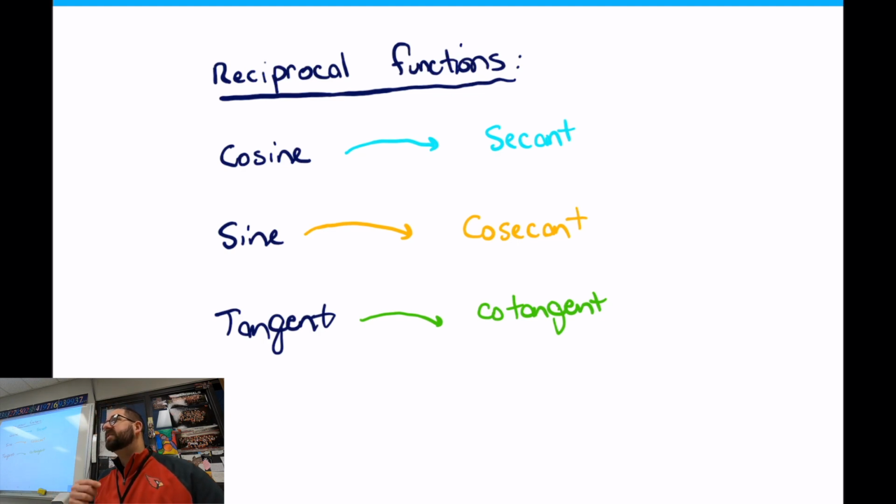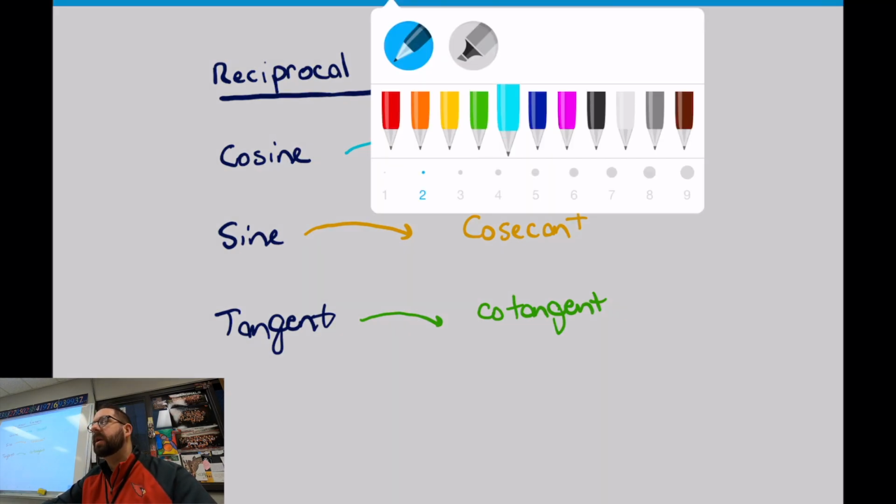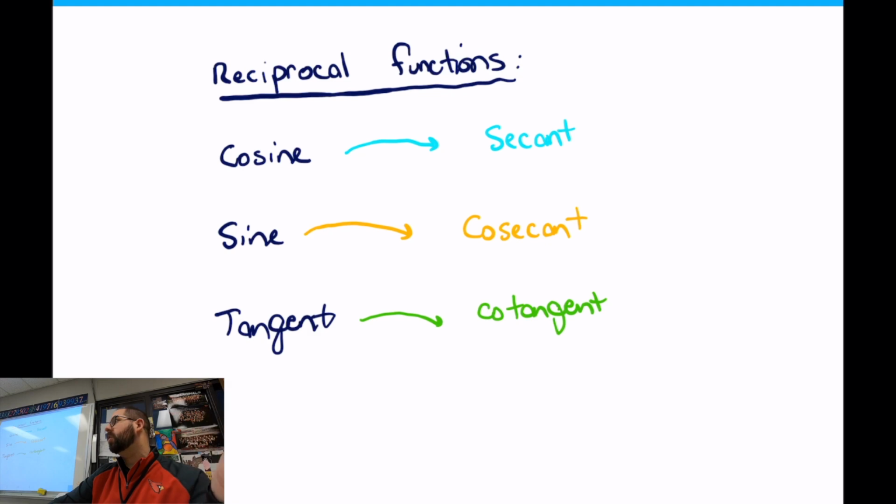Now, what these are, I said they're the reciprocals. If you don't know that definition, it means you take the fraction and you flip it over. So for secant, I'm going to use this in blue, it is the reciprocal of cosine. So what was the fraction for cosine that we did earlier? Yeah, it's adjacent over the hypotenuse, so that's cosine.